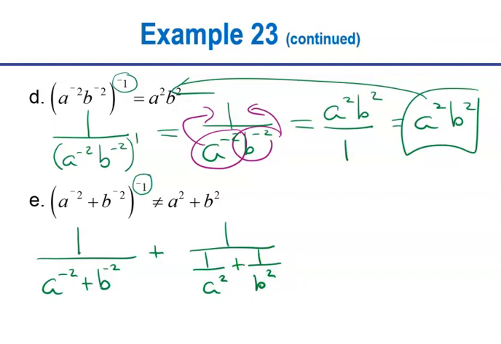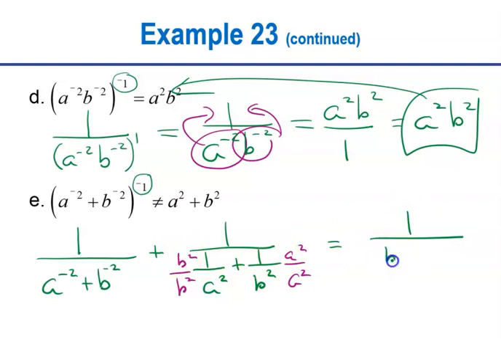To be able to simplify this, I would have to add these together, but I can't because they don't have a common denominator. So I could build one by multiplying my first fraction by b squared over b squared, and my second fraction by a squared over a squared. Now that's going to give me a 1 still in the numerator.